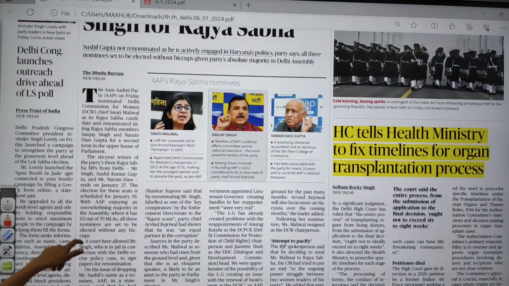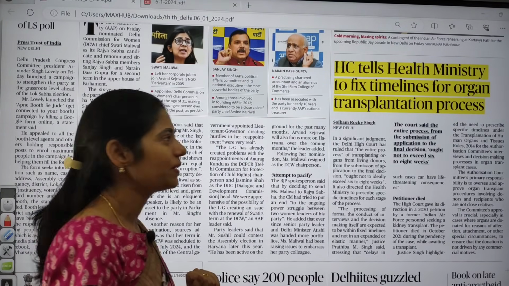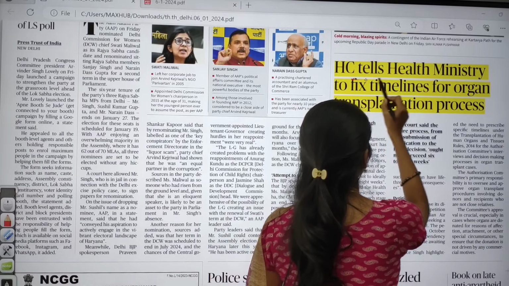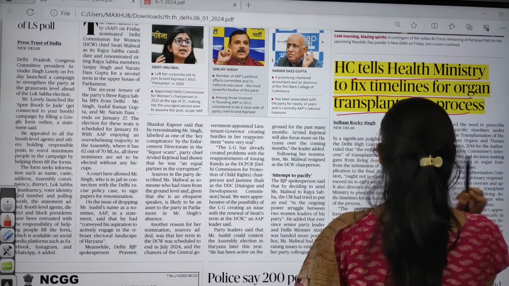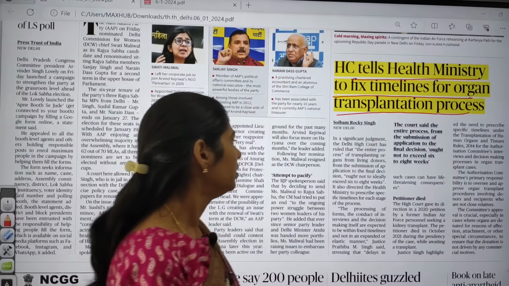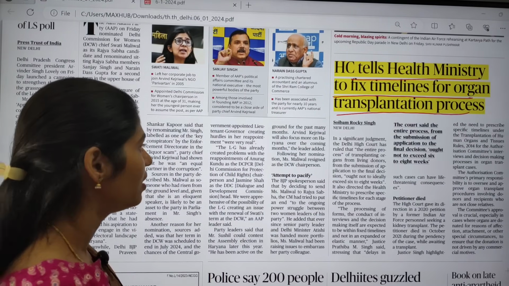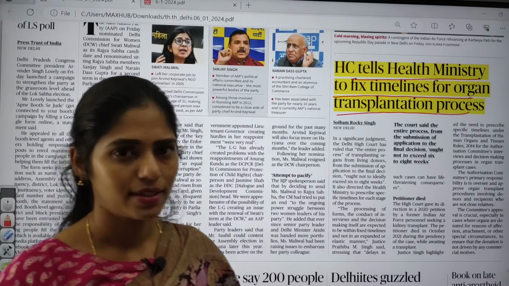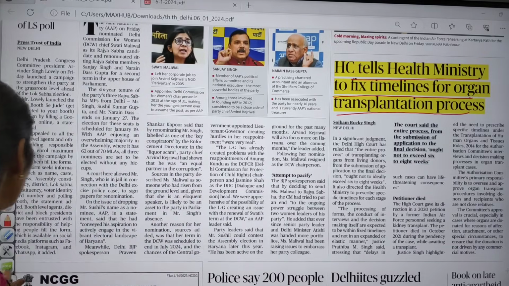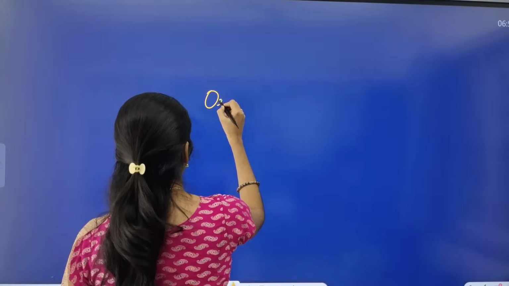And that's all in the front page, and in the next page you can see one interesting topic, that is High Court tells Health Ministry to fix timelines for organ transplantation process. This article is talking about organ transplantation. It is very important because recently we are seeing lots and lots of articles regarding organ transplantation. So here you have to see some important dimensions.